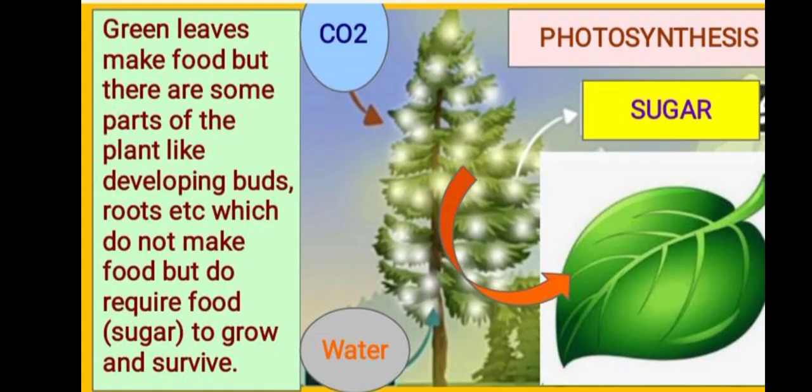Now, think about another situation where leaves of trees prepare food, that is sugar. But there are certain other parts of the plant like developing buds, roots, etc., which do not make this food or sugar, but do require food to grow and survive. This gives rise to the need of a system wherein food prepared by the leaves can be transported to various parts of the plant.